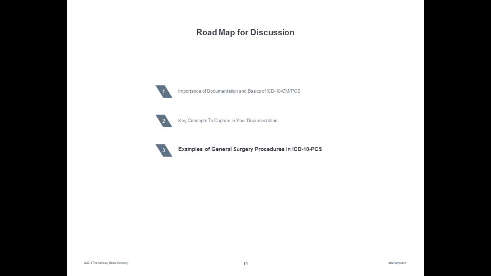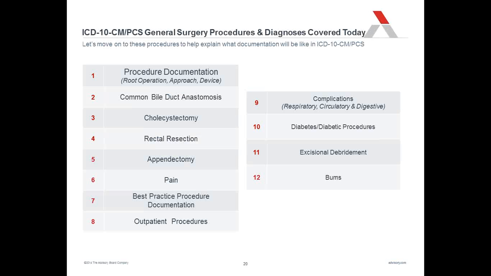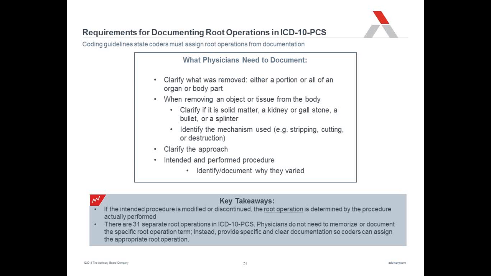Now what we're going to spend some time on is going through some examples of general surgery procedures that may be impacted in ICD-10 PCS, and pointing out some things that will be helpful as you try to improve your documentation in order to document more accurately for ICD-10 PCS. There are some procedures and diagnoses that we're going to cover today. Some of them will be covered very briefly. Others we're going to spend a little bit more time on.